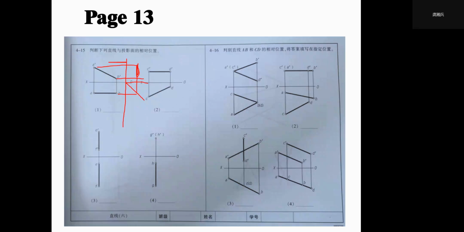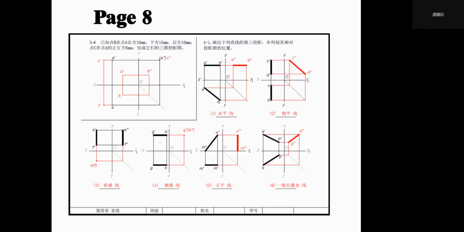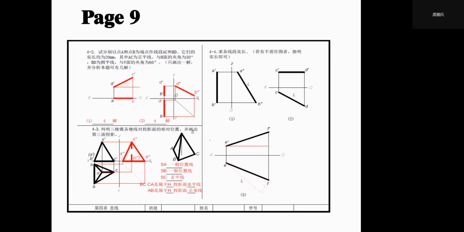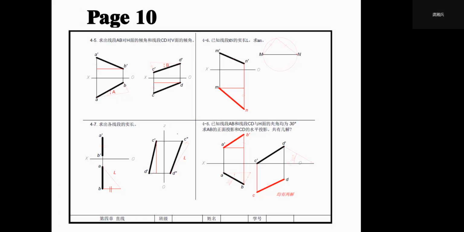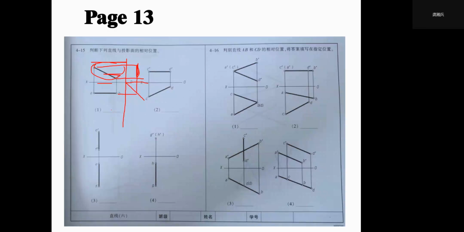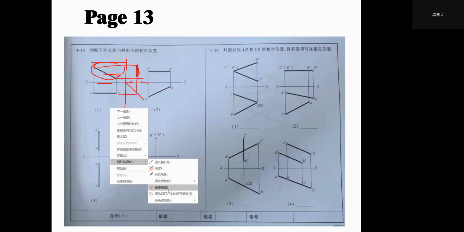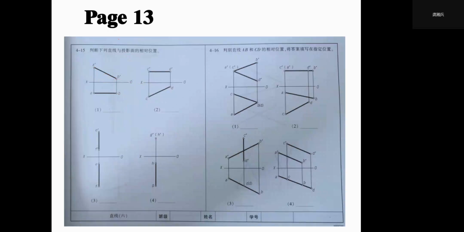So you will find this line is what line? This one is parallel to OZ. This one is parallel to OX. So this line is a front line. It's the same thing as this one, but they changed the direction. Front line. You should remember, you don't need to get the third one.